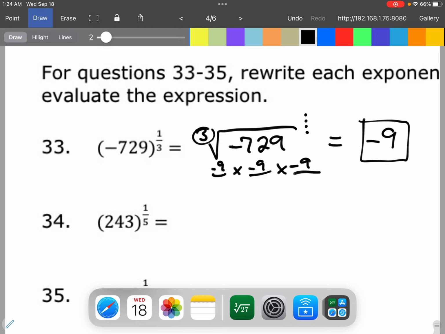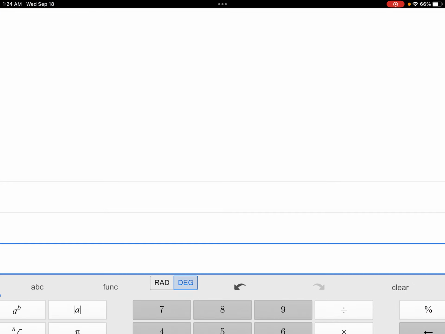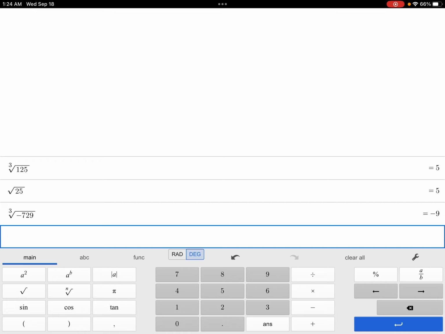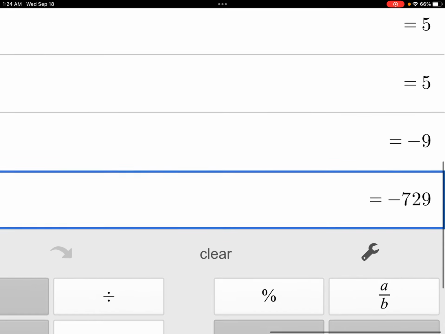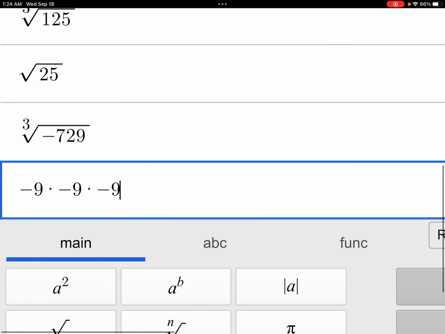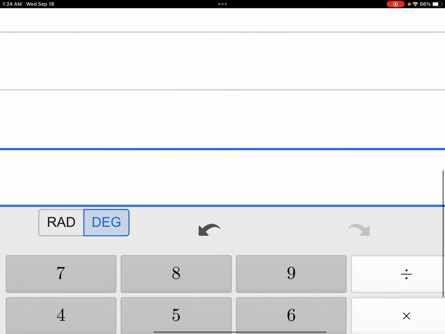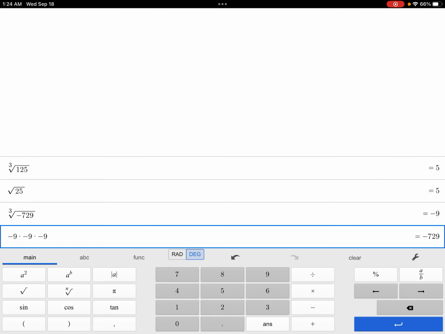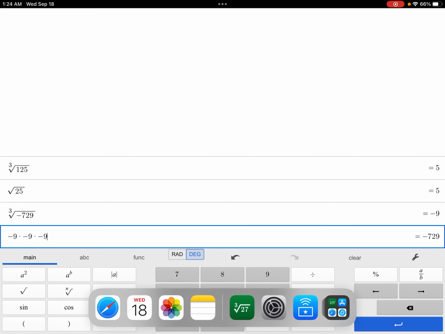I'm interested in seeing if this is a way of checking, because we got to check our work. Negative 9 times negative 9 times negative 9. Well, won't you look at that? Negative 9 times negative 9 times negative 9 is negative 729. I guess we're getting smarter.